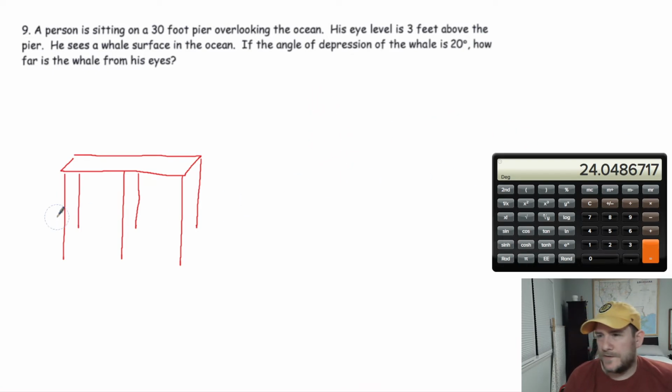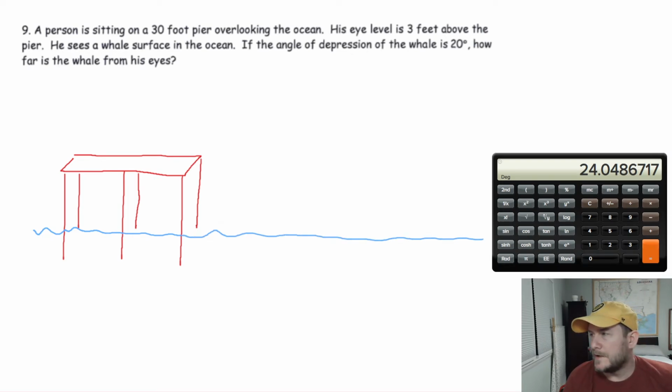Alright. So there's water down here. So here's what isn't totally clear. When they say 30 feet, do they mean the length of the pier? They could, but I'm sure they don't. I think they mean the height. I wish they had made that a little clearer, but you can trust me. 30 feet is how high above the water this pier is. That's what they're going for.